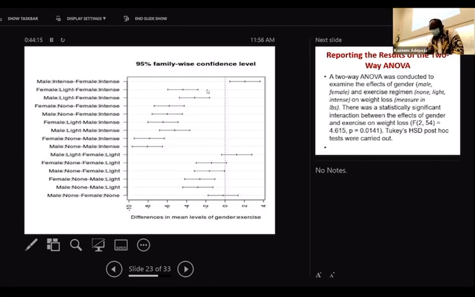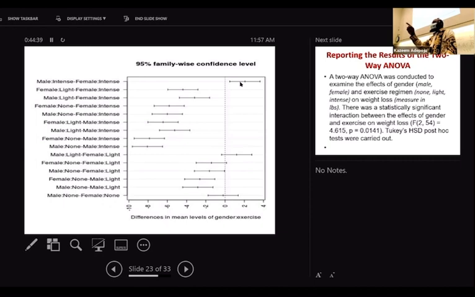Okay. And take a look at this one here. If you look at that one, there is no 0 in between. Do you see any 0 in between? It means there's a significant difference between a male that is doing intense exercise and a female that is doing intense exercise in terms of their weight loss.